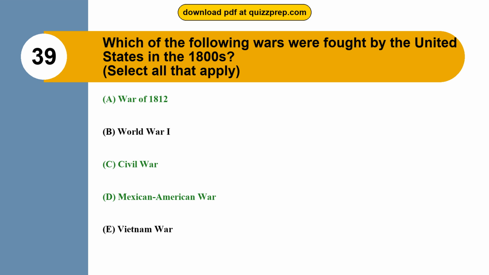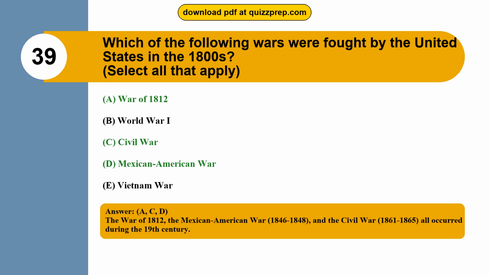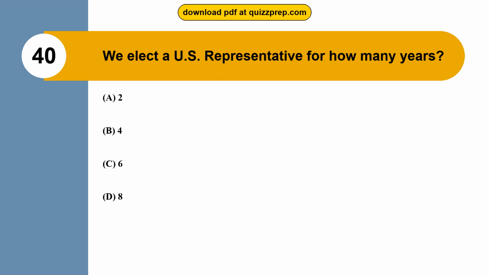War of 1812, Civil War, Mexican-American War. The War of 1812, the Mexican-American War, 1846 to 1848, and the Civil War, 1861 to 1865, all occurred during the 19th century.